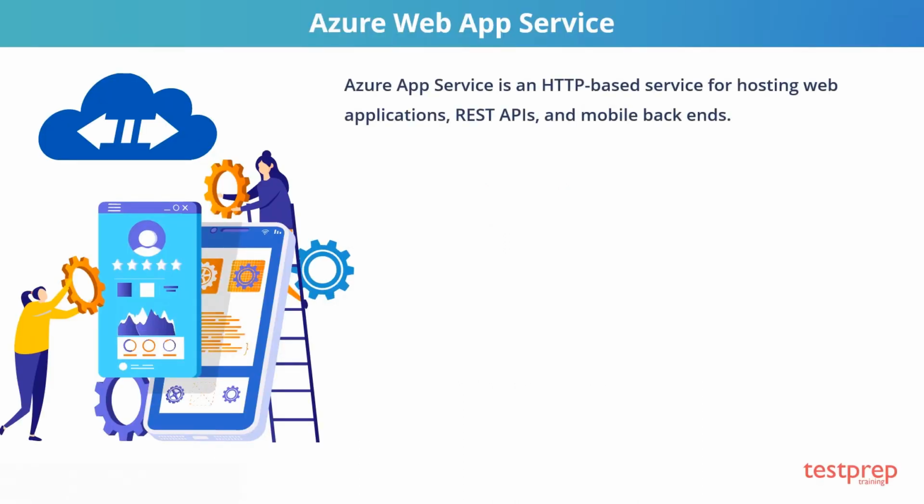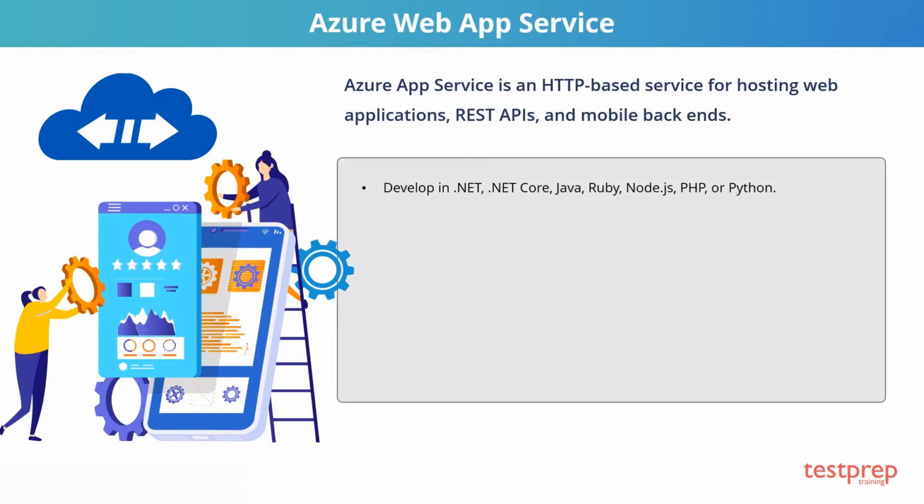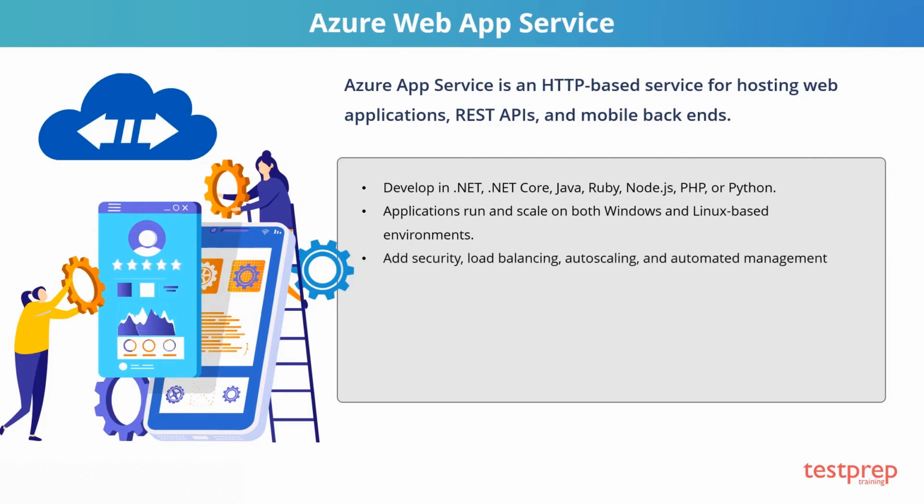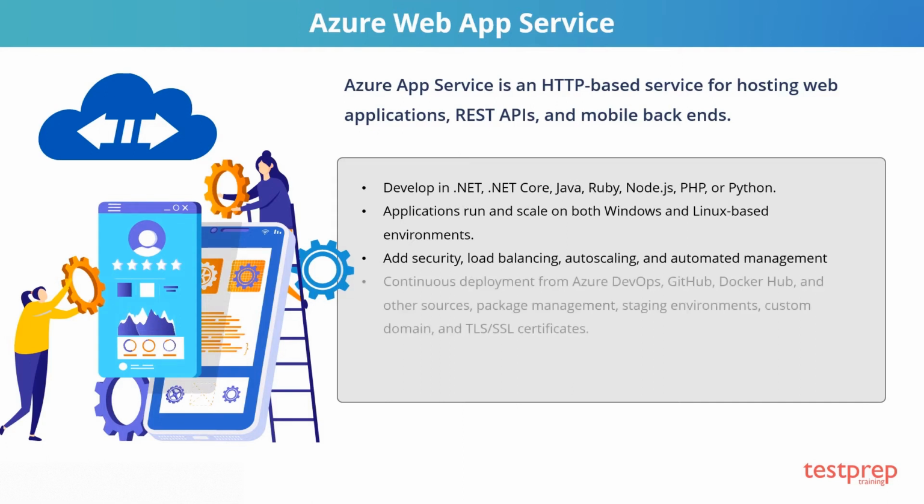Azure App Service is an HTTP-based service for hosting web applications, REST APIs, and mobile backends. You can develop in your favorite language, be it .NET, Java, Ruby, Node.js, PHP, or Python. Applications run and scale with ease on both Windows and Linux-based environments. With App Service you can add security, load balancing, auto-scaling, and automated management to your application.